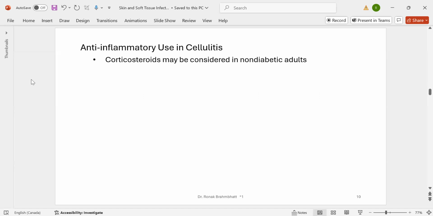In cases where there is cellulitis, but inflammation is severe, which is affecting the quality of life of a person, you can consider corticosteroids. This is not the norm. We don't normally give corticosteroids, but they may be considered. Just FYI, they may be considered.